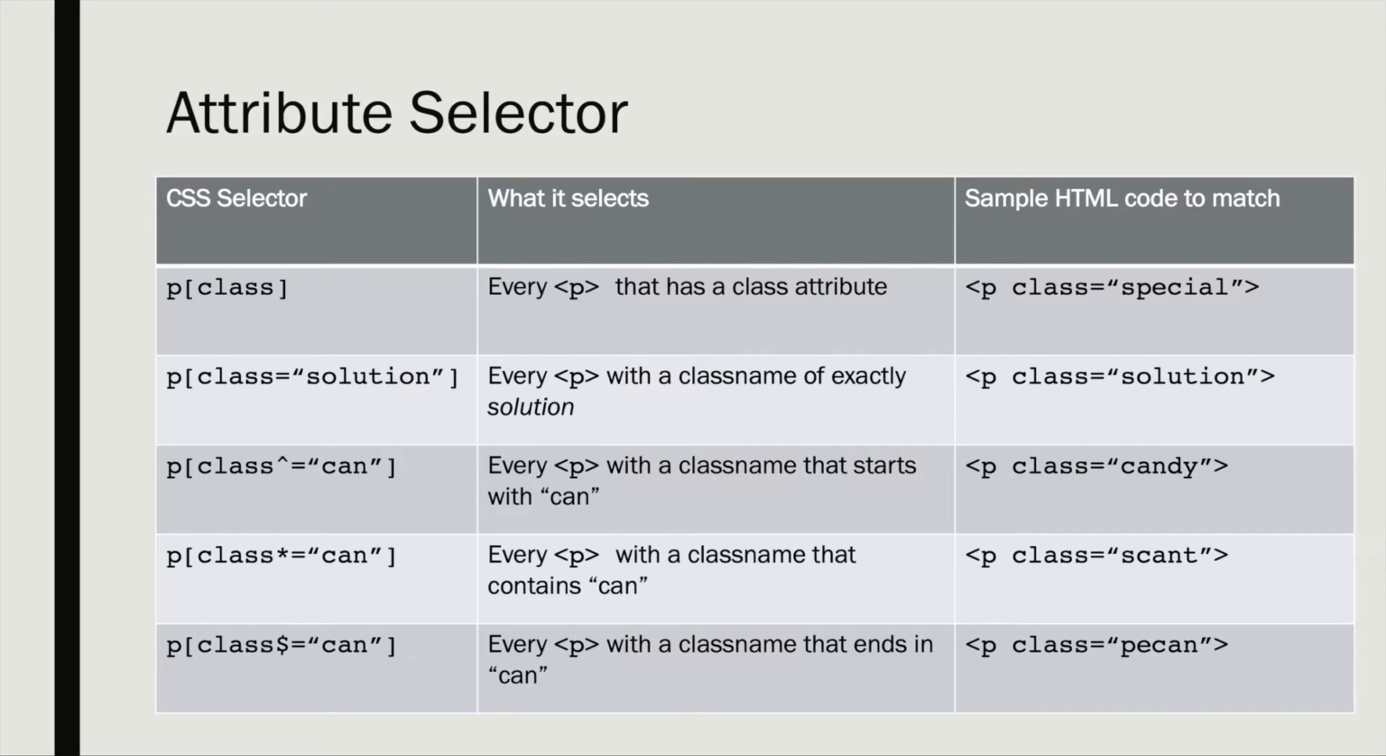Last but not least, you have p tag, square bracket, class, dollar sign, equals can. And this means that every p tag with the class name that ends in can will get the styling, such as p class equals pecan, or pecan depending on where you're from.